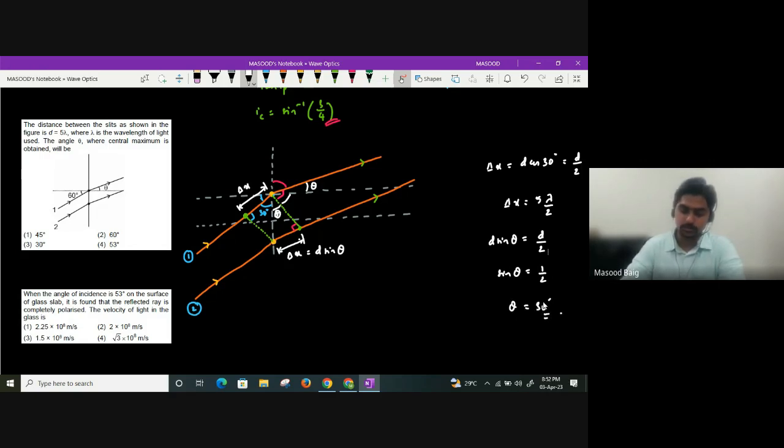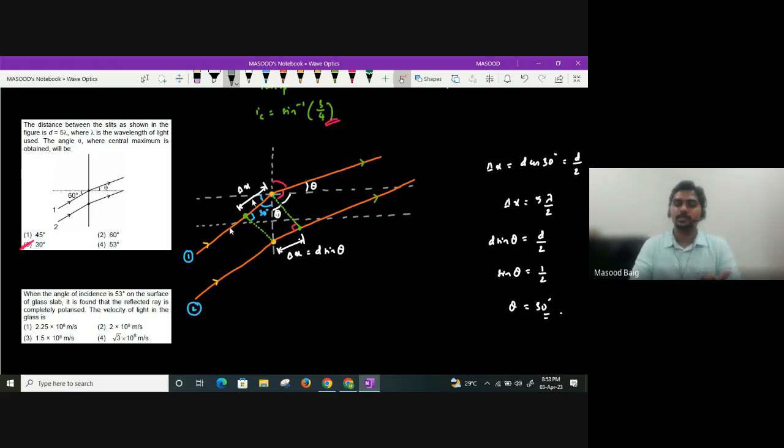Is there a 30 degrees option? I think 30 degrees should be the answer for that. You got my point? Did you understand, all of you? See, initially the first ray traveled more distance. How much more distance? Delta x.